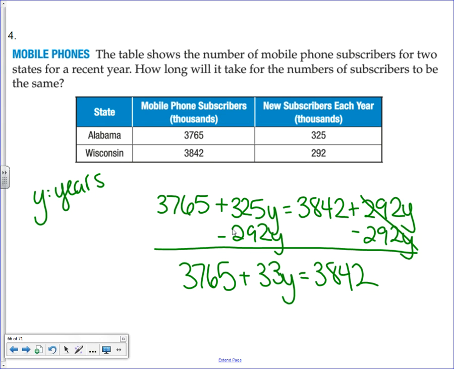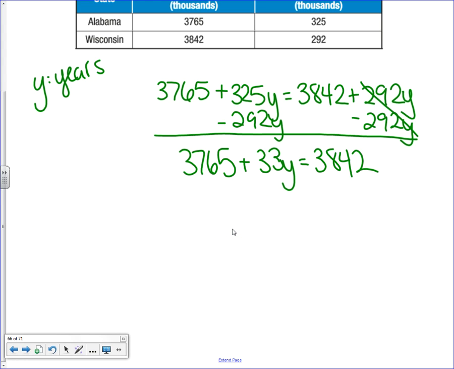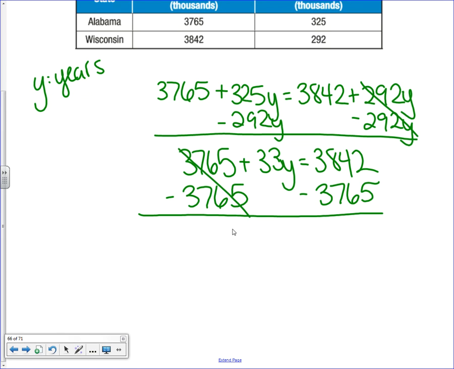Okay. I'm back over to Mr. Stahl. What am I going to do next? I will not subtract the 33y. What do I have to... There you go. Subtract the 3,765. Remember, we're trying to isolate the variable, folks. All right, what do I have left? Got it. 33y is equal to 77. Now what are you going to do?